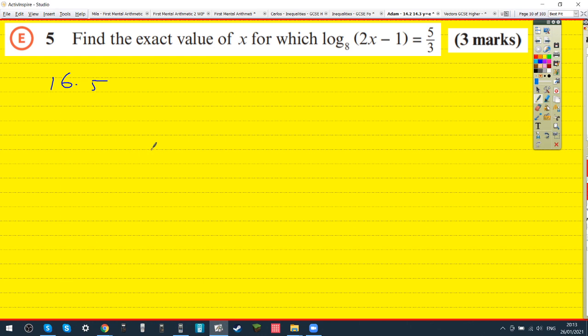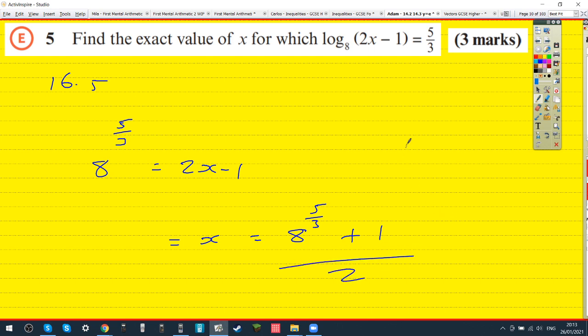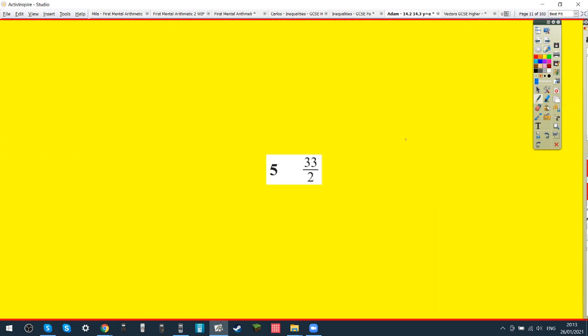So, what would I have done? 8 to the power of 5 over 3 is equal to 2x minus 1. Yeah, so maybe x equals 8 to the power of 5 over 3, plus 1, and then all over 2. Yeah. So just in case. Okay.